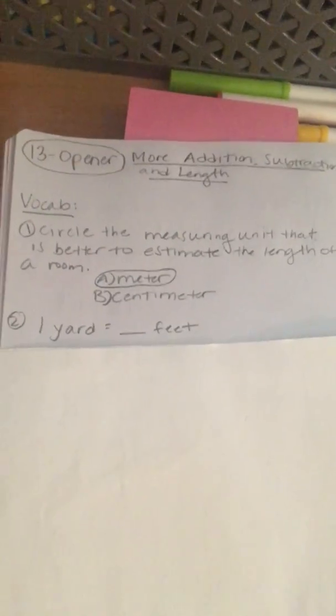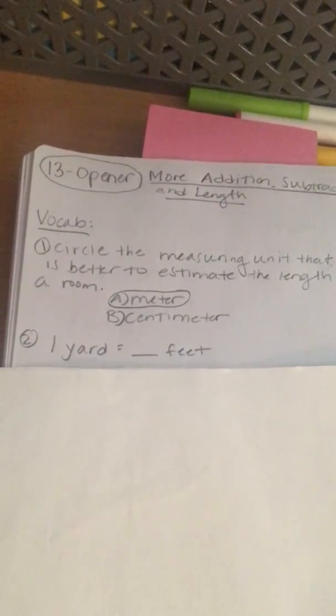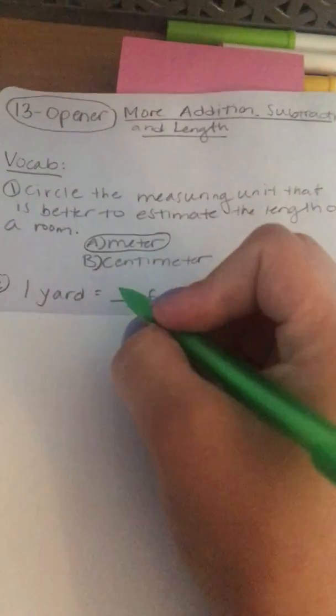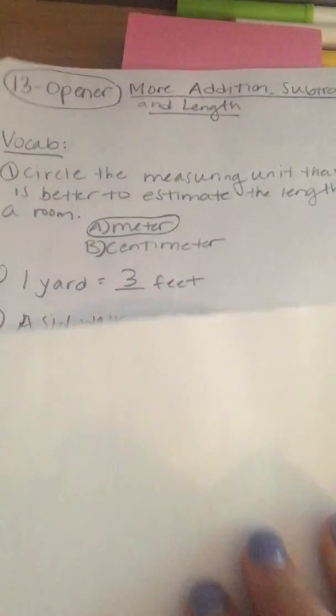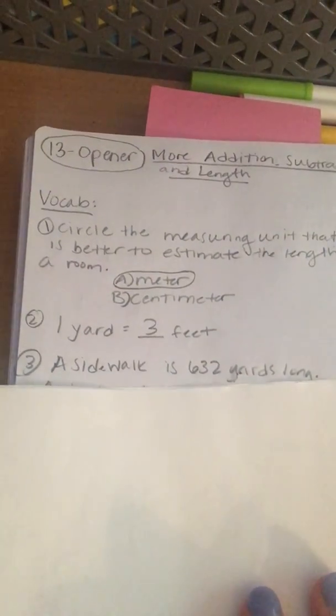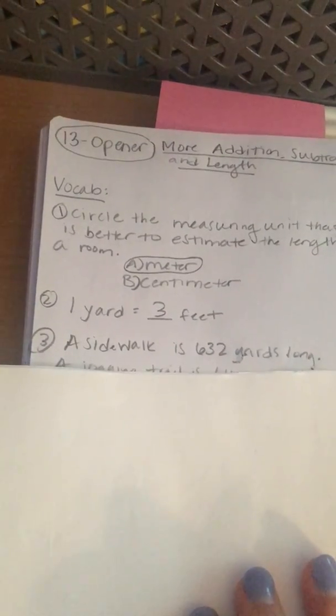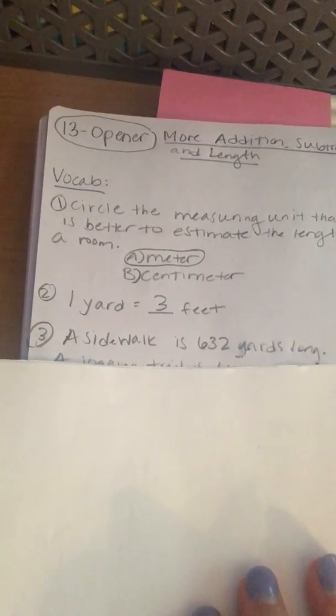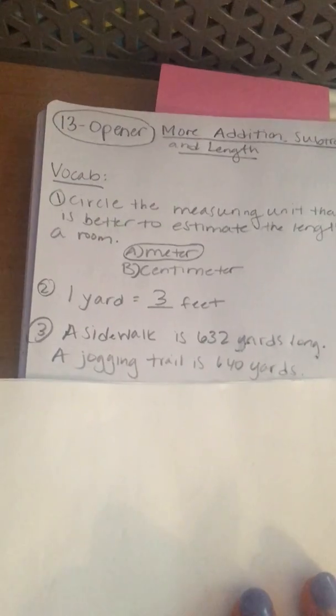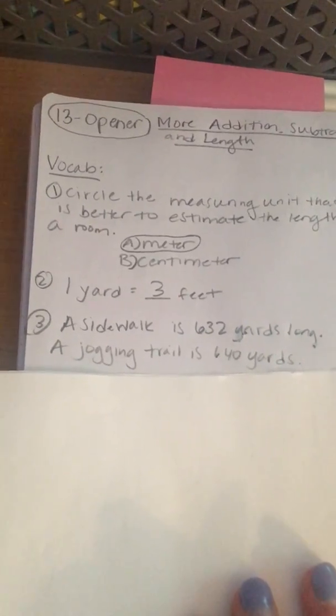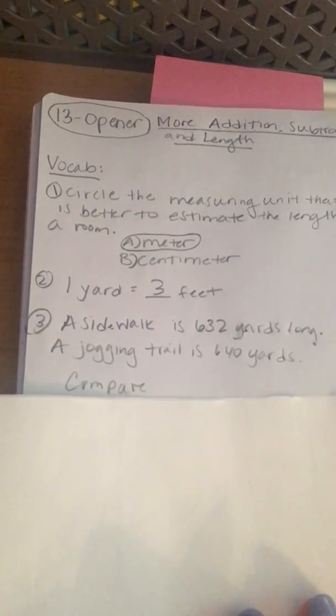1 yard equals how many feet? This is just a memorization one. So 1 yard is 3 feet. A sidewalk is 632 yards long. So our sidewalk is 632 yards long. A jogging trail is 640 yards long.